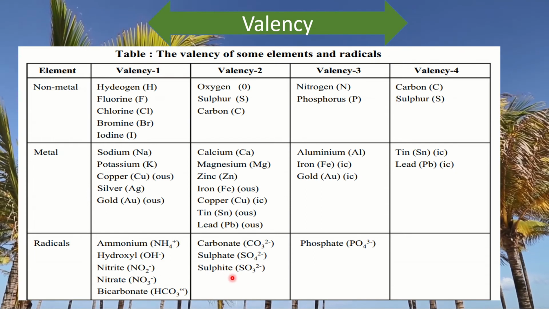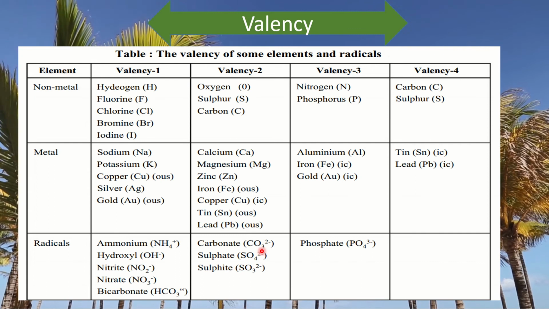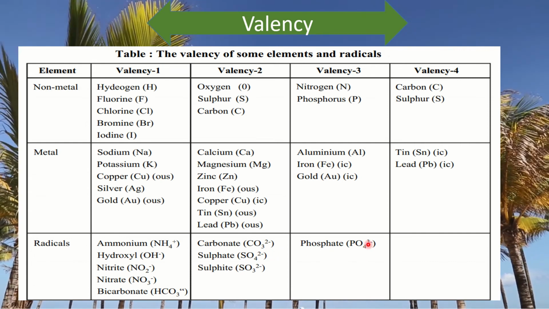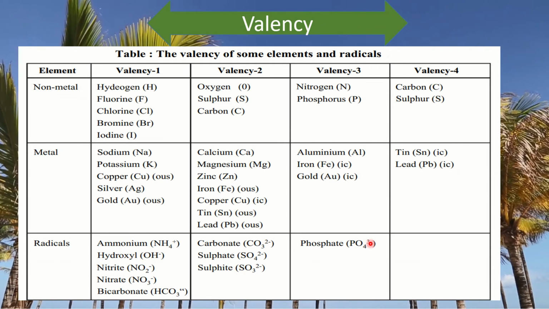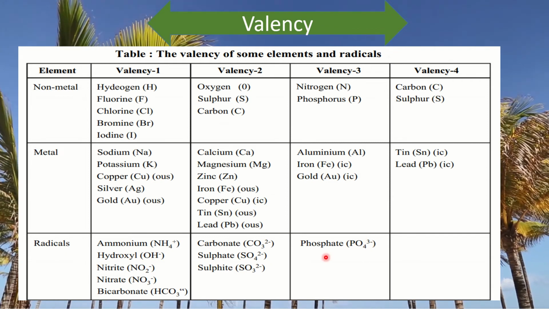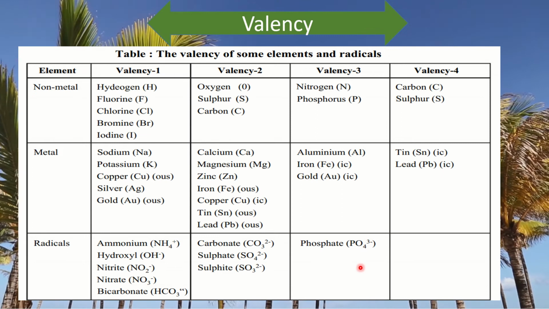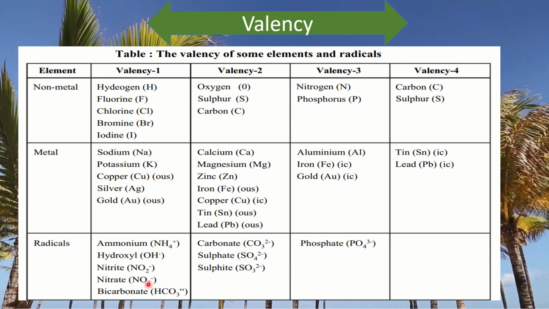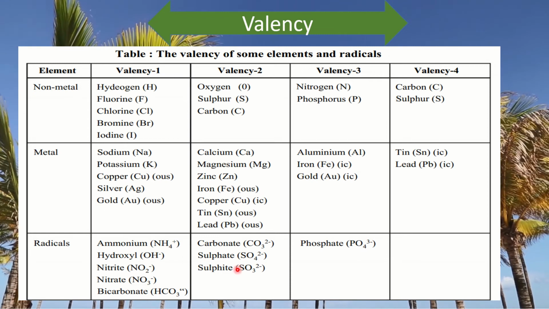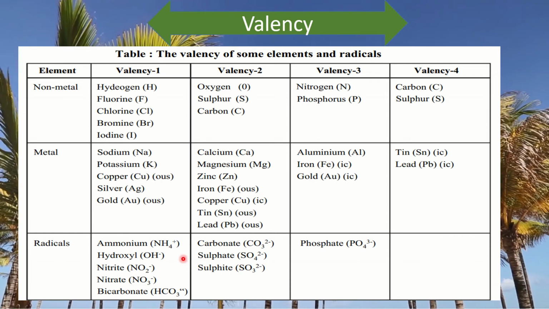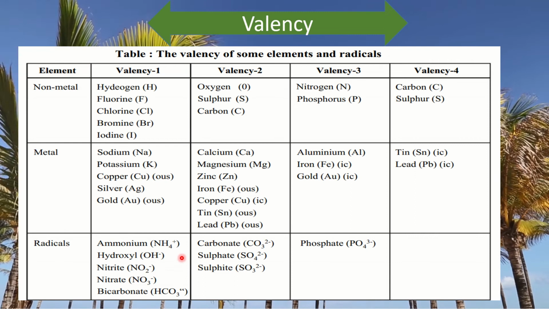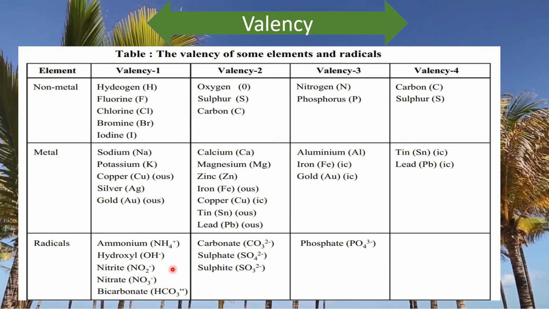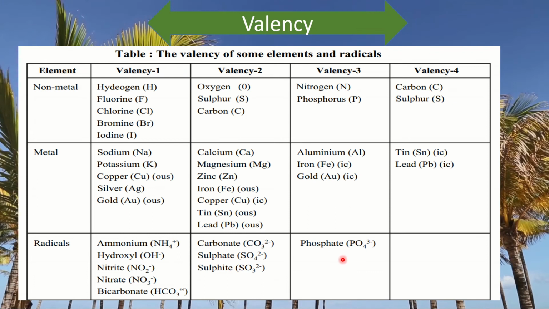Carbonate, sulfate and sulfite, they are dinegatively charged, so they are negative radicals and their valency is 2. Phosphate, PO4, it is trinegatively charged, its valency is 3. It is a negative radical and its valency is 3. These radicals, formula and valency you have to memorize, because when you will write the formula of compounds, you will see that most of the time there is a radical. By using radical, most of the compounds are formed.